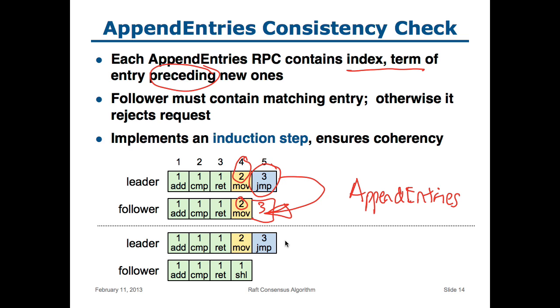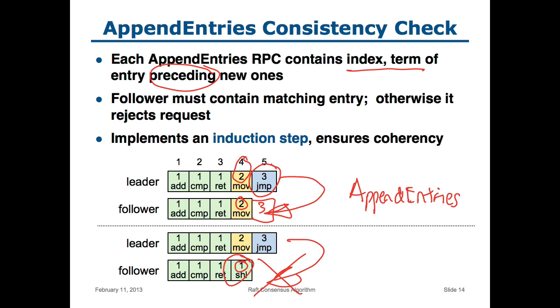Now consider the example on the bottom, though. Suppose the follower's log actually had a different entry preceding the new one. In this case, the entry in index 4 has a different term. And so because of this, the AppendEntries remote procedure call will be rejected. It will not accept that new entry.